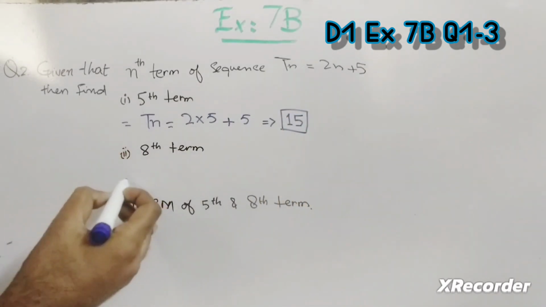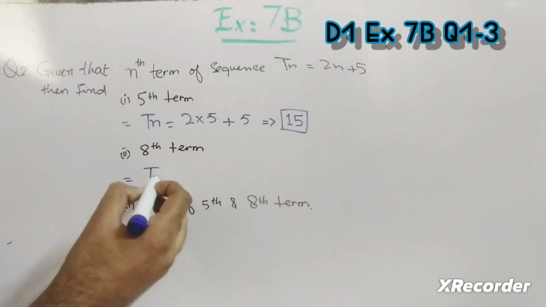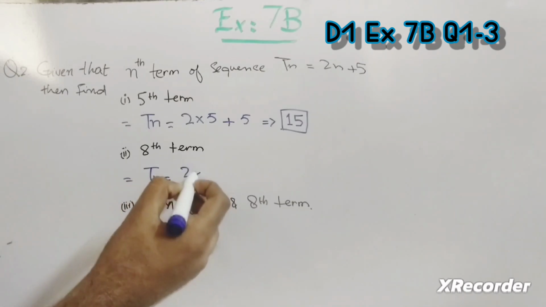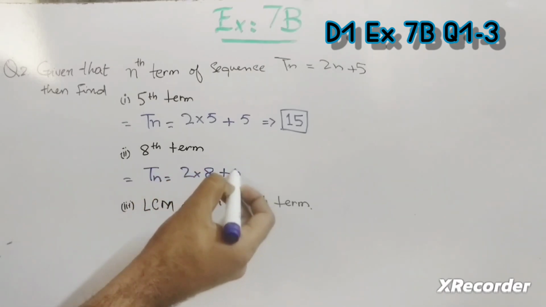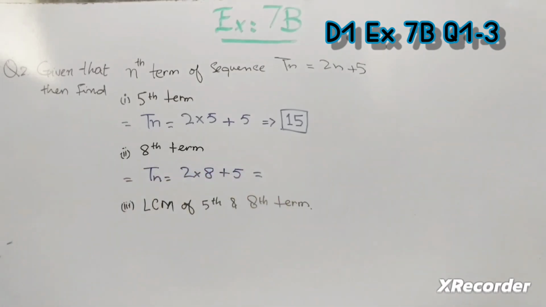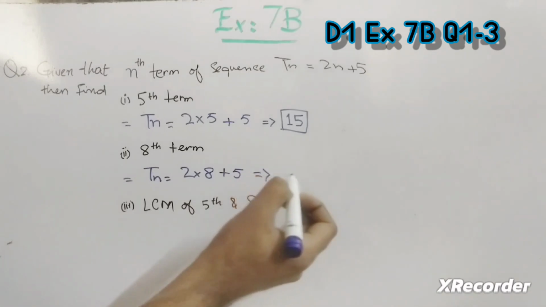Now 8th term, Tn is equal to 2 times of, we put the value of 8 instead of n. 2 times of 8 is 16. 16 plus 5 is 21. So our 8th term is 21.